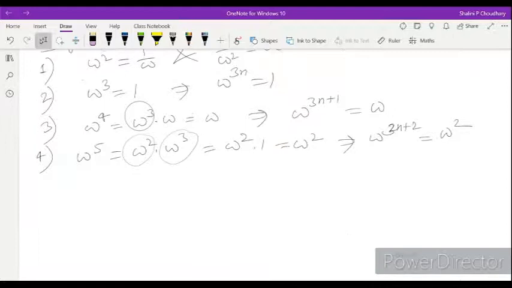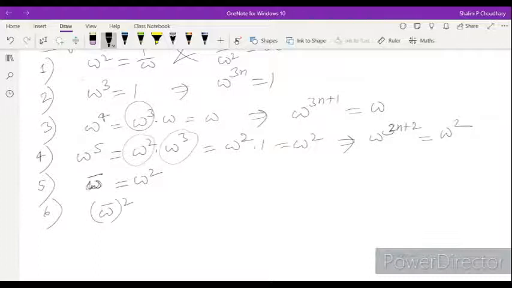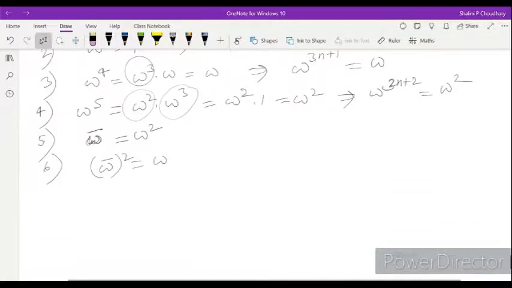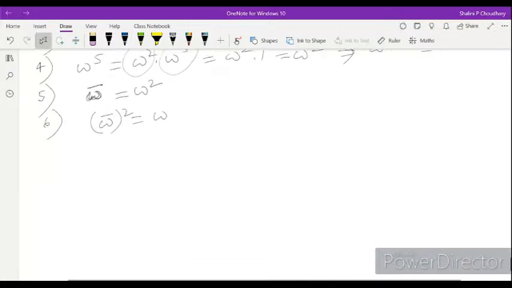Okay, now next one, omega bar, the complement of omega, will be equal to omega square. The conjugate of omega will be equal to omega square. This we have already seen. Now next one is the conjugate of omega whole square will be equal to omega. Okay, so these are the properties of 1, omega and omega square. So based on these properties and these concepts, we'll do sums.